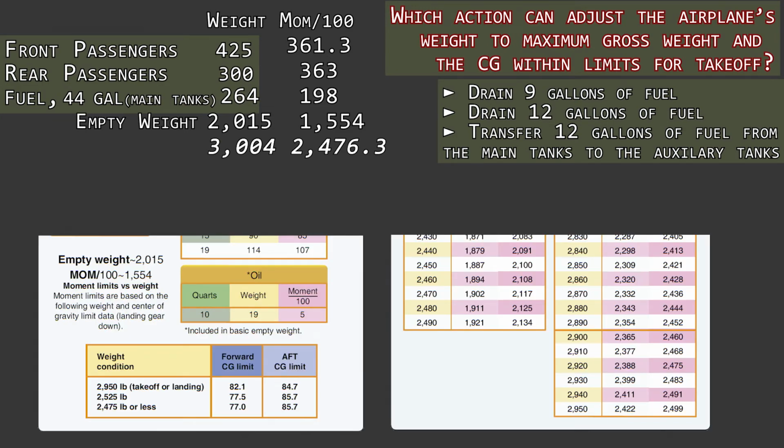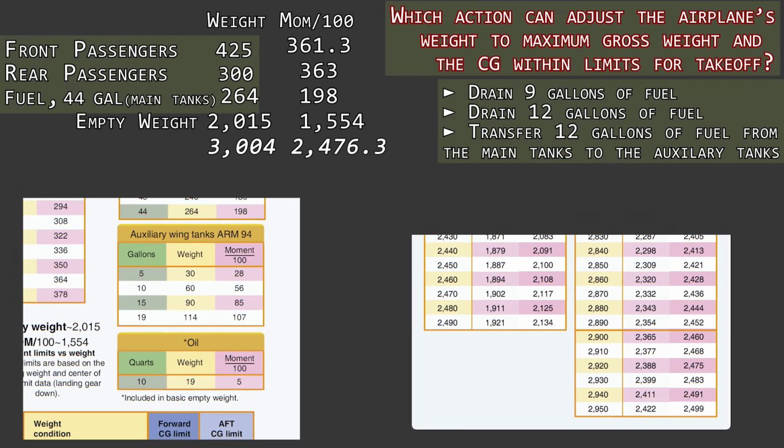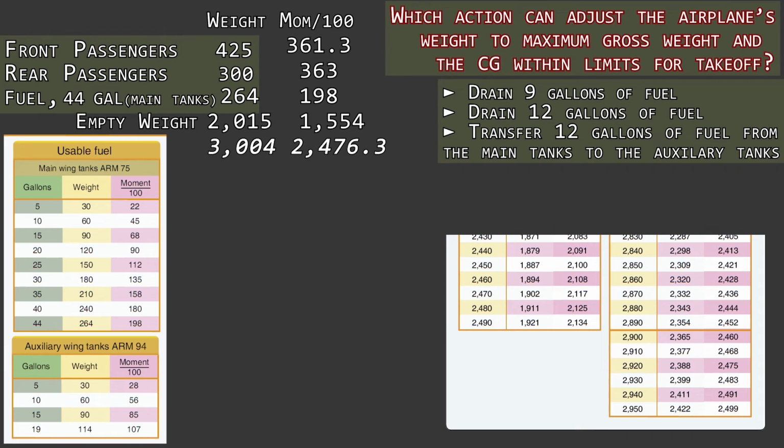If we look at our charts, we can see that the maximum weight is 2950, so we are 54 pounds over the gross weight. The question was asking, how can you adjust the weight to maximum weight? And your options are to drain 9 or 12 gallons of fuel. And 9 gallons of fuel just so happens to be 54 pounds, which is the exact number that we're over the max weight. If we do a little bit of math, 54 pounds of main tank fuel times the arm of 75, we end up with 40.5 for the moment.